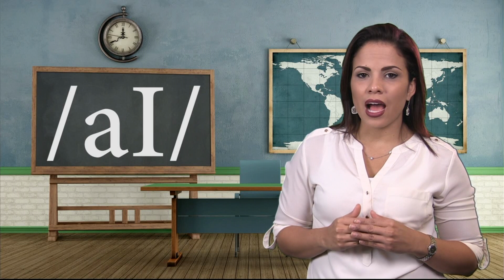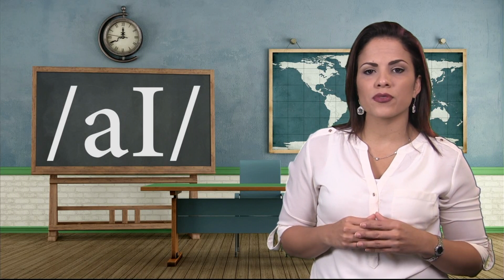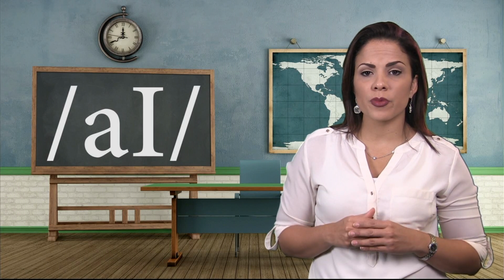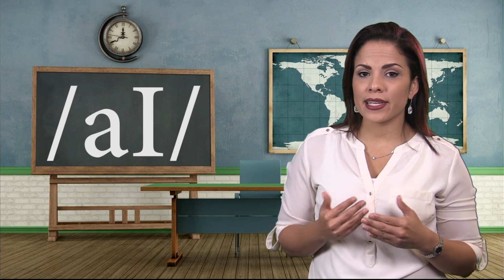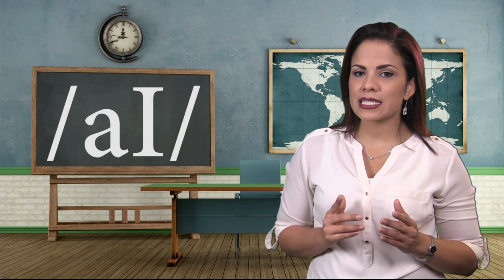Let's try it. I. I can happen at the beginning, middle, and the end of words. Some keywords to help you remember I are bike, I, my, island, and tie.